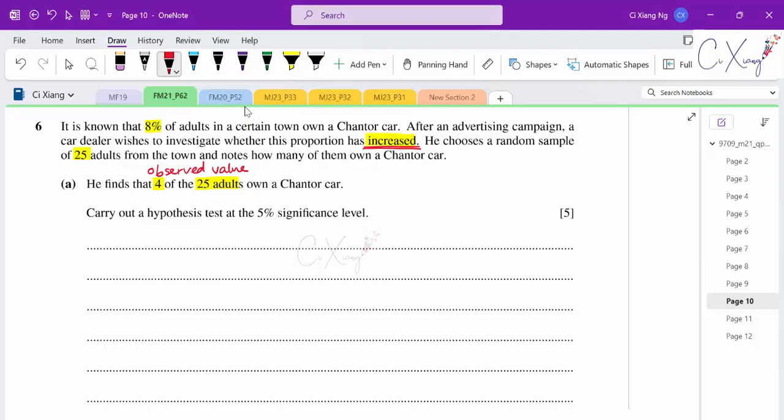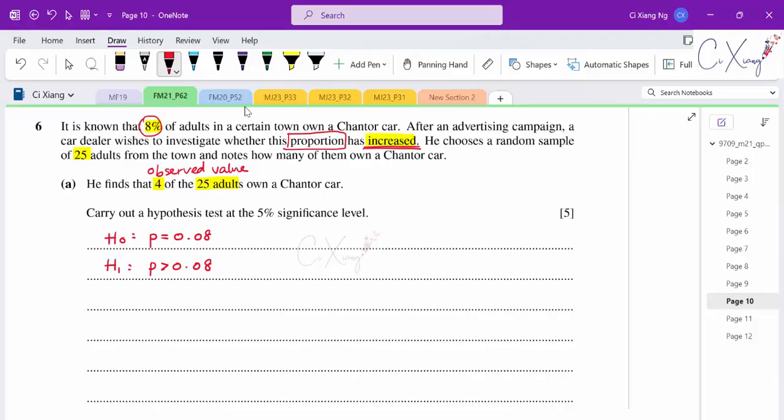For this question, they are talking about proportion and we are testing proportion. First step, we need to set out the null and the alternative hypothesis. What is the value for the population proportion? Originally, they give us 8%, which equals 0.08. Now they want us to test whether the proportion has increased. The keyword increase tells us it's greater, so I have P greater than 0.08. This is the first step where we set up the null and alternative hypothesis.